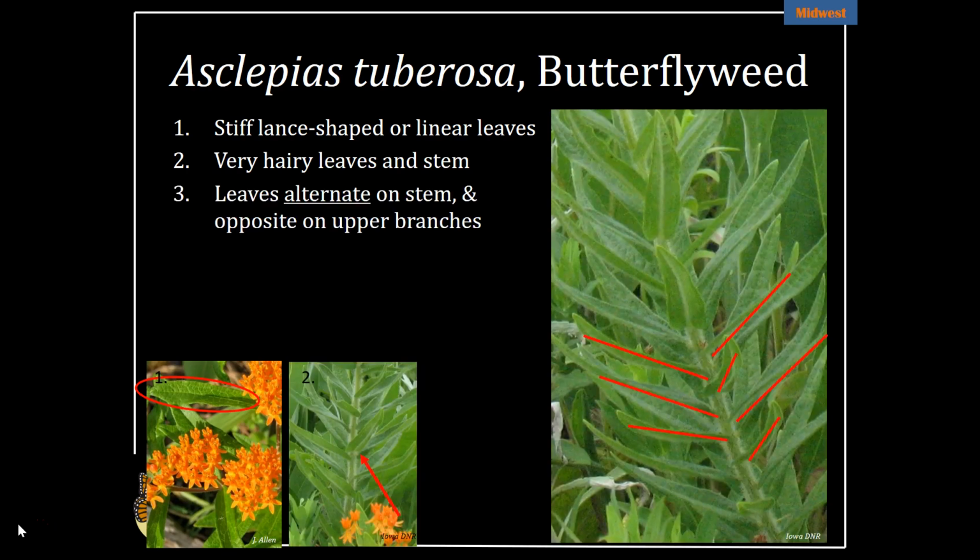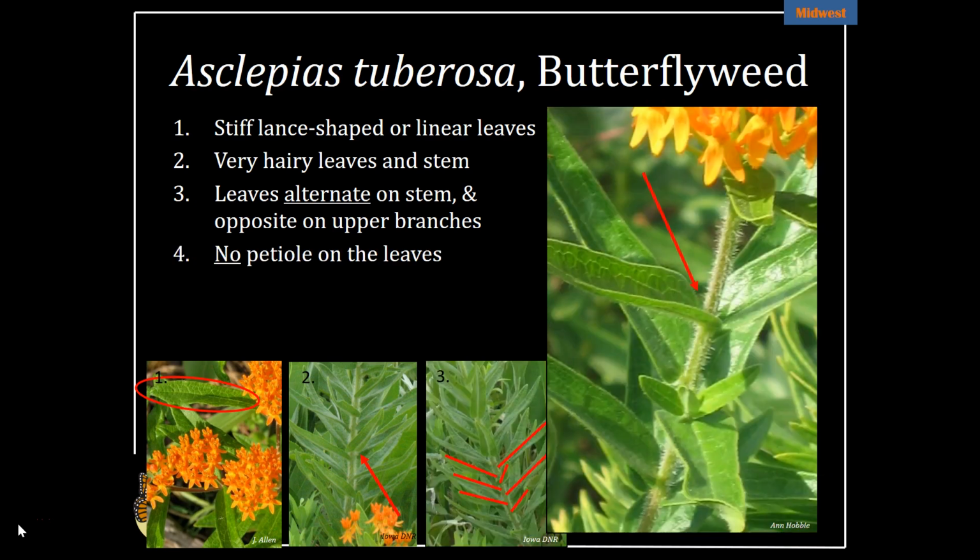On the main stem, the leaves alternate, meaning that one leaf grows on the right side of the stem, and the next leaf will grow on the left side, and the next one will grow on the right side again. However, on the upper branches, leaves are in pairs opposite of each other like swamp milkweed, so on this plant, look for a variety of alternate and opposite leaves. There's no petiole attaching the leaf to the stem.